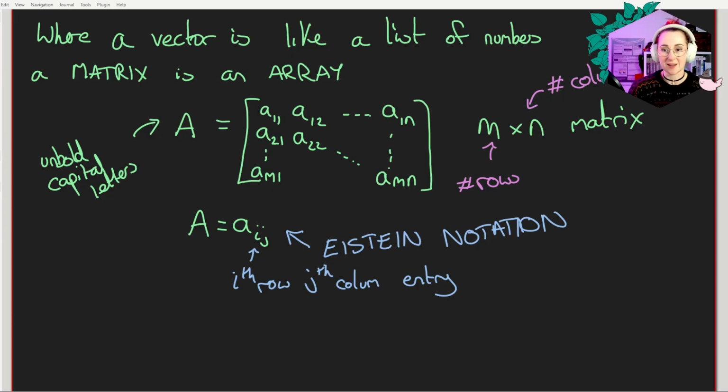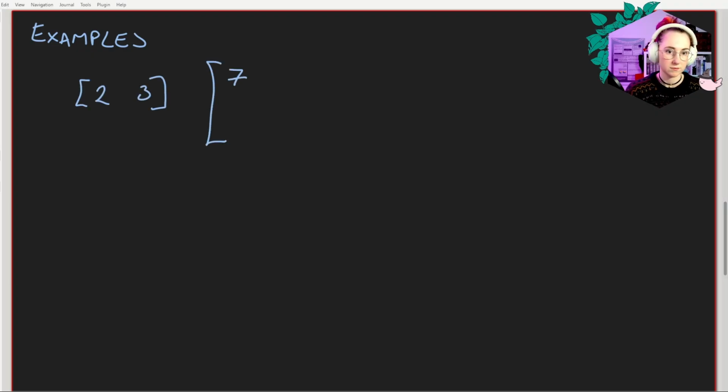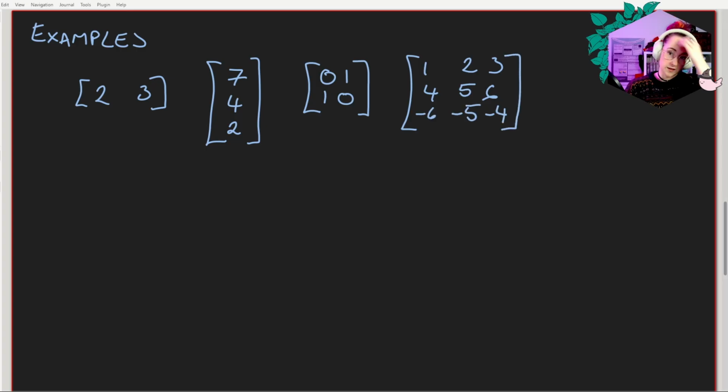So, if I want to do some examples of this, just some different types of matrices. All of these are types of matrices, and the thing that they have in common is they are structured arrays of numbers.